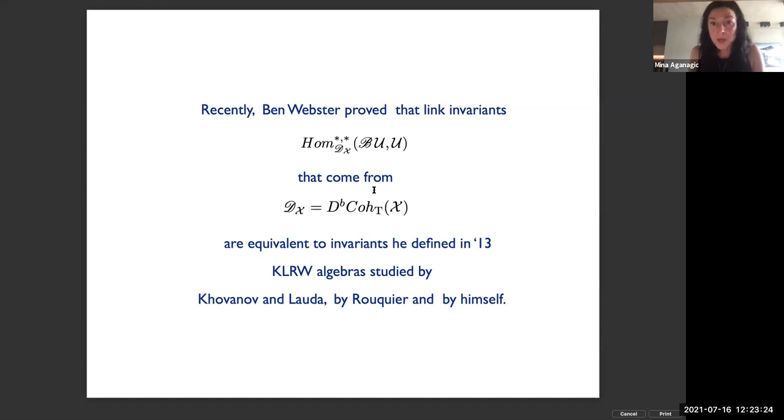Now, recently, Ben Webster proved that the link invariants that come in this way are equivalent to the invariants he defined in 2013 using KLRW algebras studied by Khovanov, Lauda, Roque, and himself. More precisely, you get just invariants of braids in R3 if braiding does not probe the circle of the annulus. But if it does, then you'll get invariants of braids in R2 times S1.